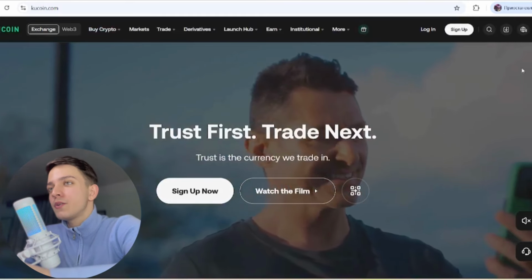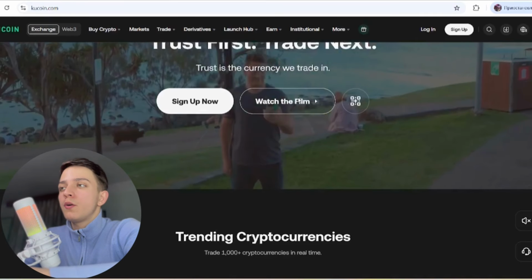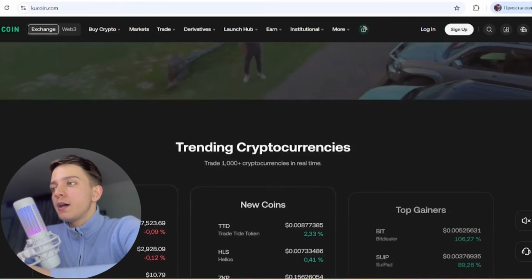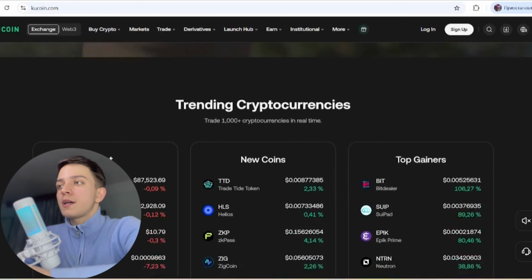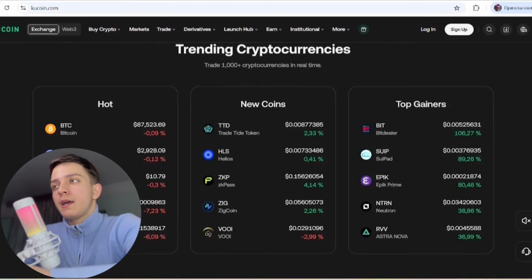So let's now return to the crypto exchange KuCoin, where trust comes first and trade is next. Trust is the currency we trade in, so sign up now, and you can also watch the trailer about KuCoin. It's so easy there, you just sign up with your Gmail, verify, and that's all.